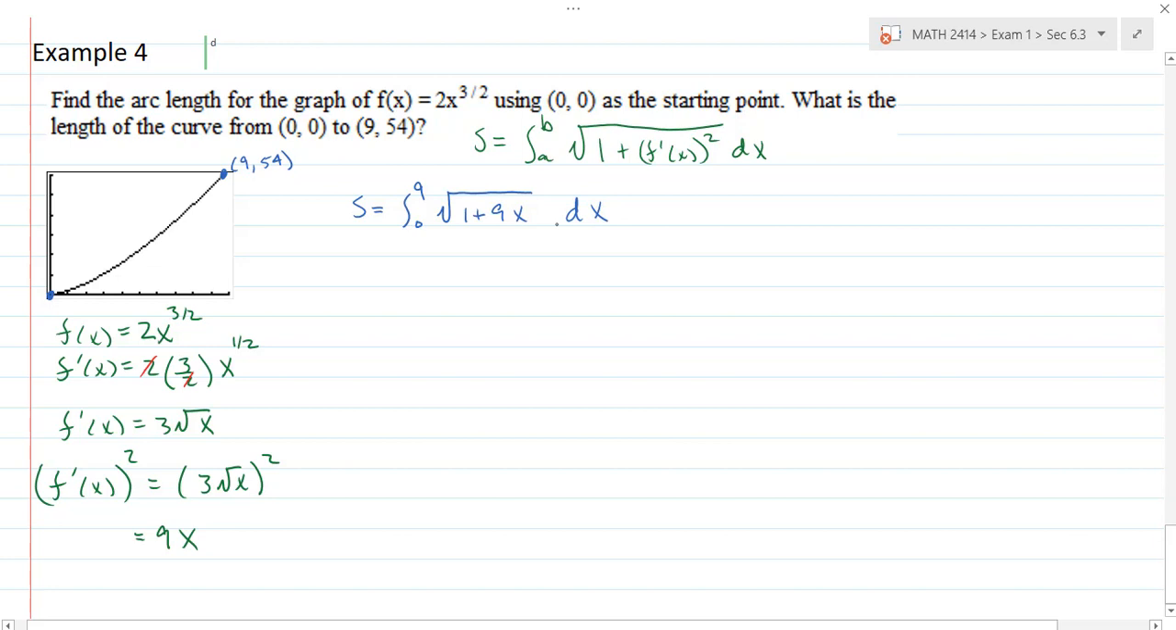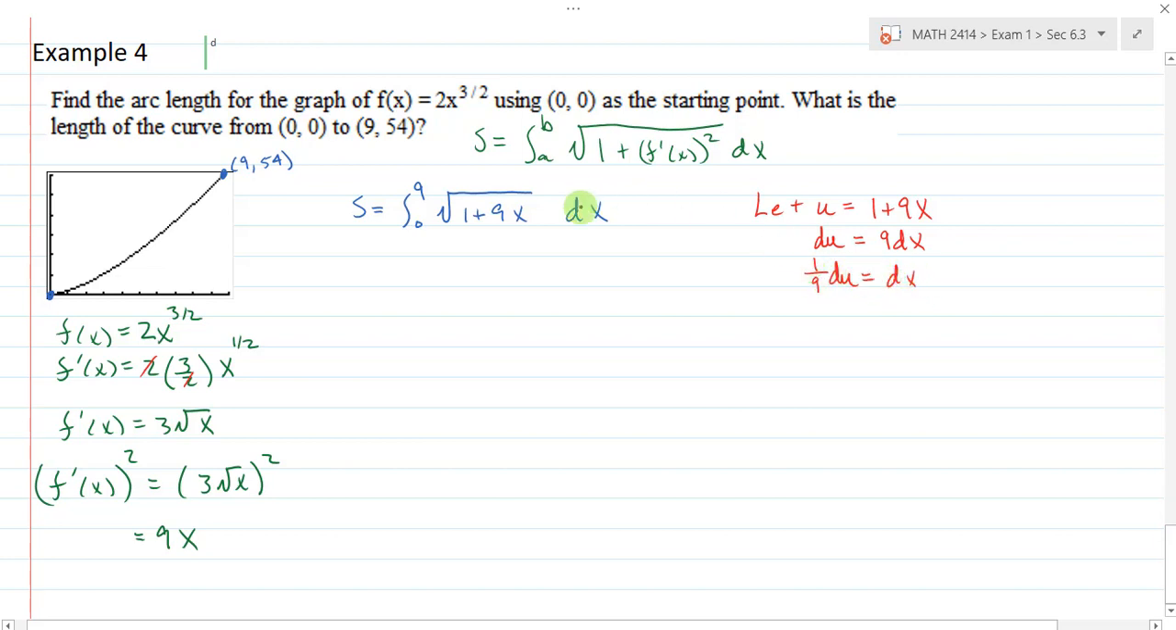Now this is one that you can do. We can actually evaluate this. We're going to evaluate this integral by setting up and doing a u substitution. So here, what could I let u be equal to? 1 plus 9x, the radicand. And when I take the derivative of that, what do I get? Derivative of constant is 0. Derivative of 9x is 9 dx. I don't have a 9 dx here, I just have the dx. So this is going to be 1/9 du equals dx.